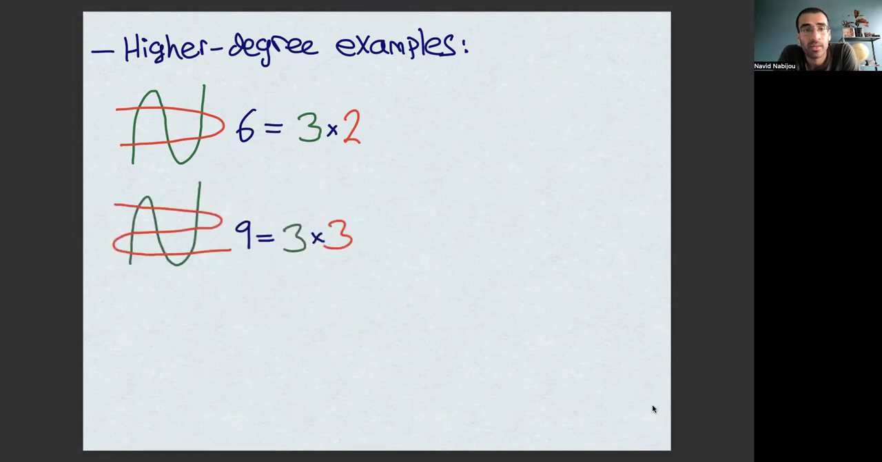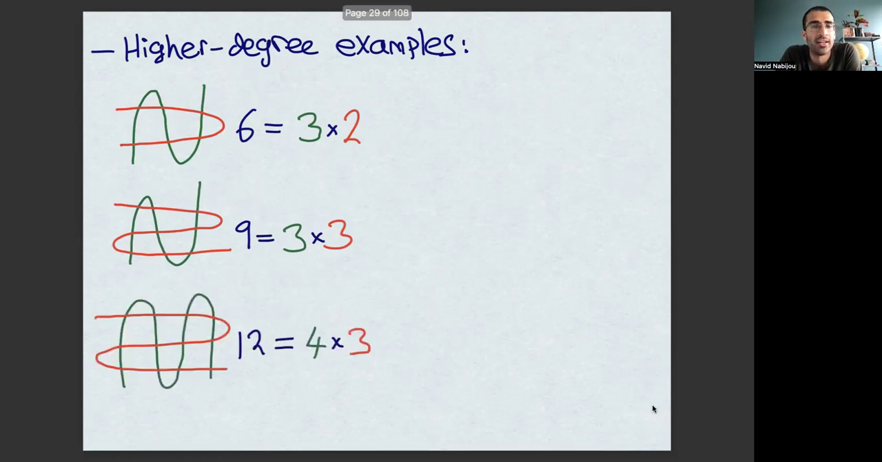Here's a cubic and a cubic. Here we're getting 9 points, we can count them up. Let's just do one more just to be sure. Here we've got a quartic in green and a cubic in red. Again, if we count up all the points, we've got 12 appearing. So it seems that this is multiplicative: we multiply the degrees and we get the number of points.